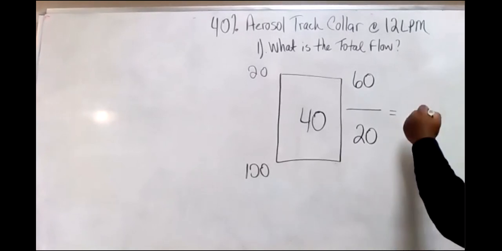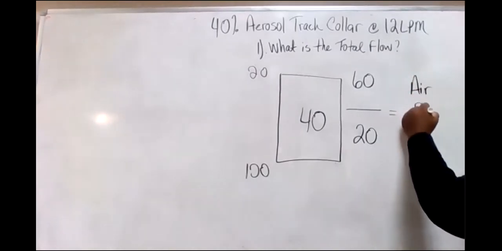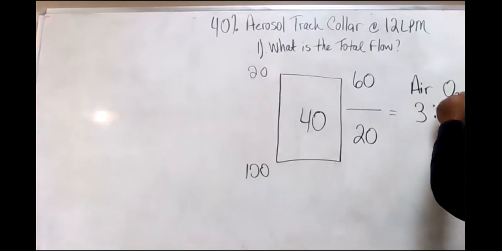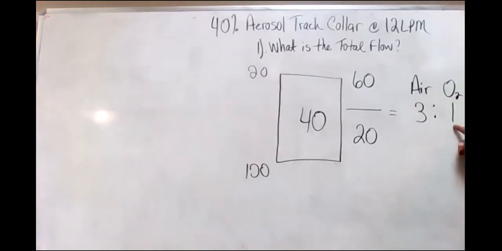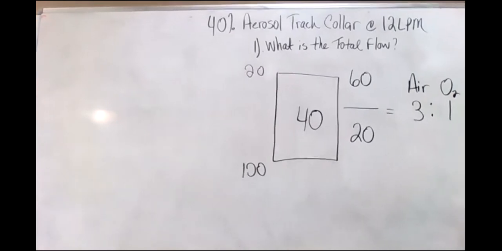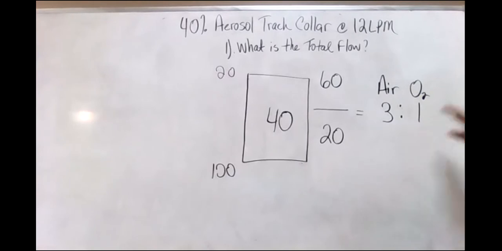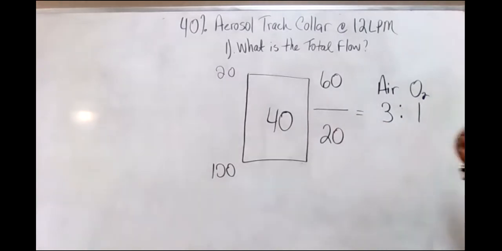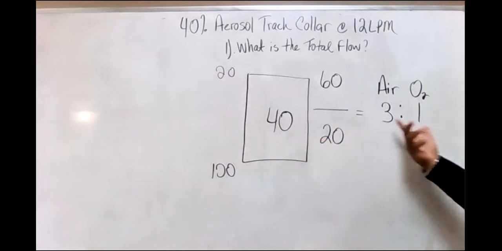So my air to oxygen ratio is 3 parts air to what part oxygen? One. It's always one. Oxygen parts is always one. So my air to oxygen ratio is 3 to 1 with that device. 40% is always going to be 3 to 1. The air to oxygen ratio of 40% is 3 to 1.